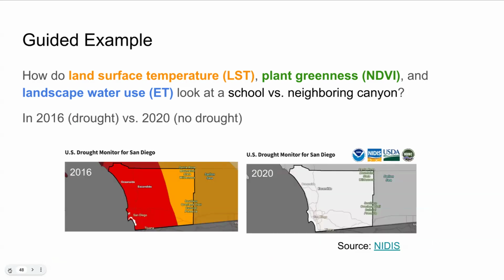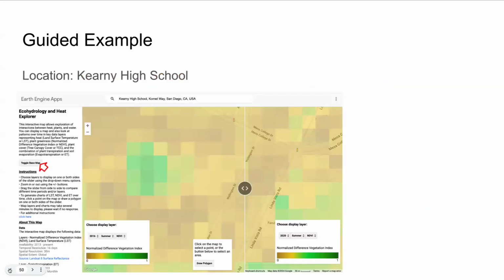Also, we're looking for 2 points in time. We selected 2 points in space. Now we'll pick 2 points in time. 2016 happens to be a pretty significant drought year in the San Diego region. This is just the US Drought Monitor saying that all of San Diego was in some state of drought in 2016, whereas it was not in the year 2020.